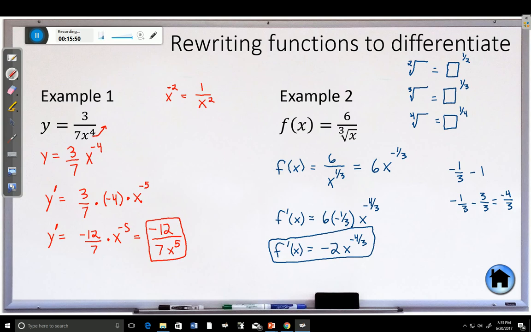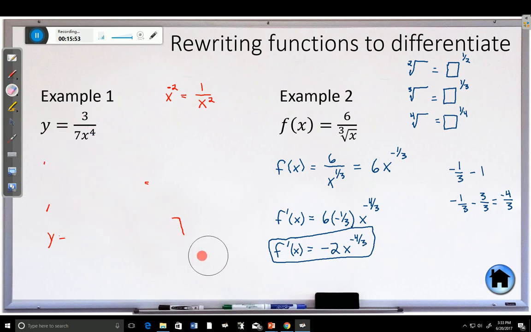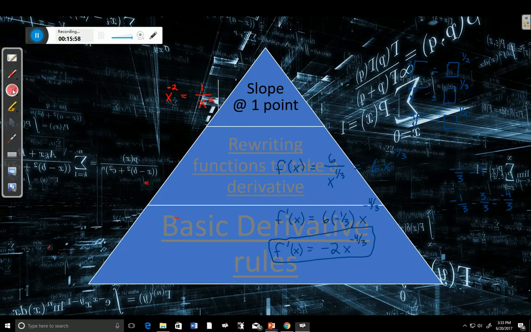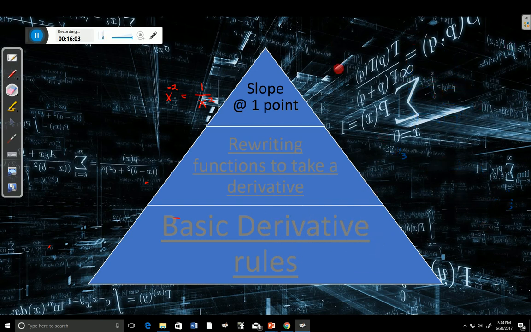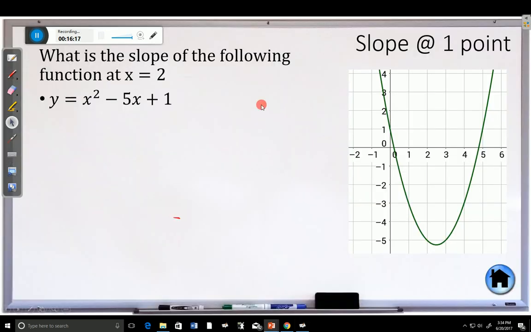All right, one more thing that we would like to take a look at. Our last thing, we want to remember that derivatives can be thought of as the slope at one point. That's kind of where we started. And with all this talk about functions, we don't want to lose that fact. So how can we use these functions to actually find the slope at one point? So here's an equation. What is the slope of this function at x equals 2?